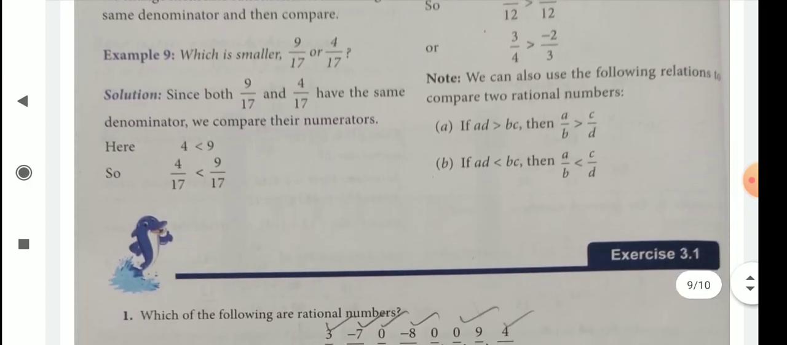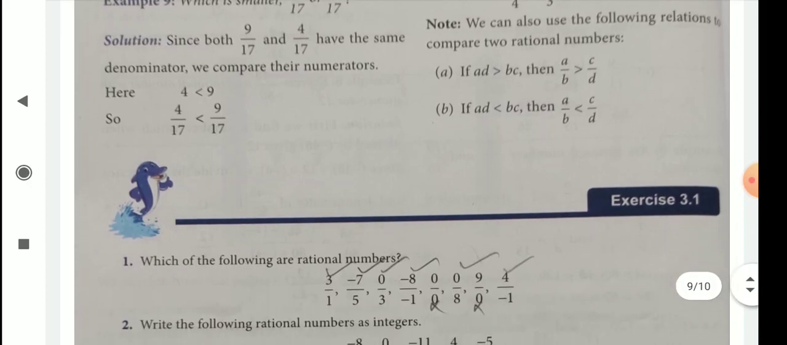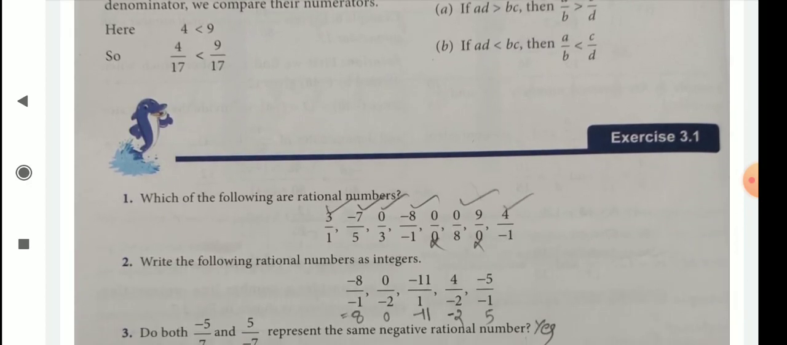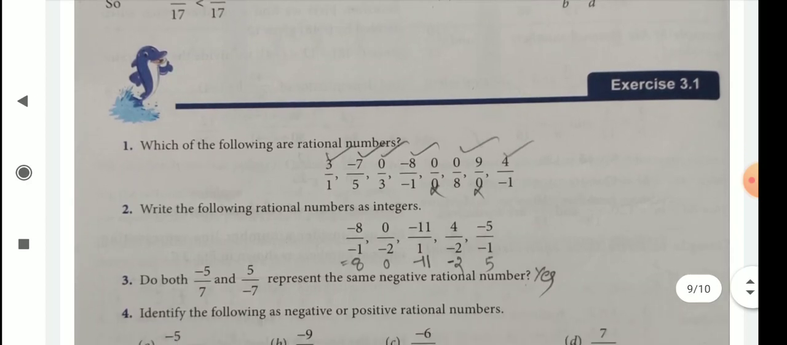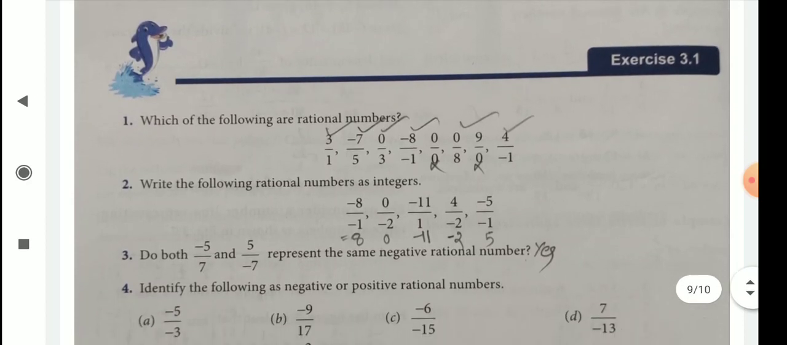So like this, children, you first follow all the examples. Then come to exercise 3.1. Number 1, you see, which of the following are rational numbers? Already I have done, you just see. Then number 2, write the following rational numbers as integers. So in respect of these rational numbers, we have to write the integer. Okay, so you write like this.